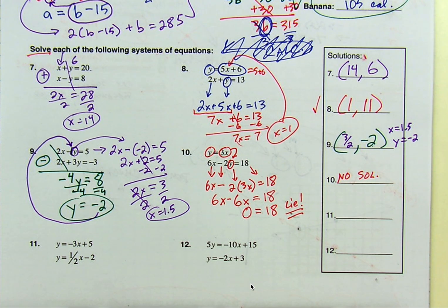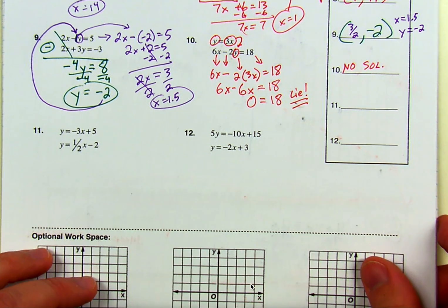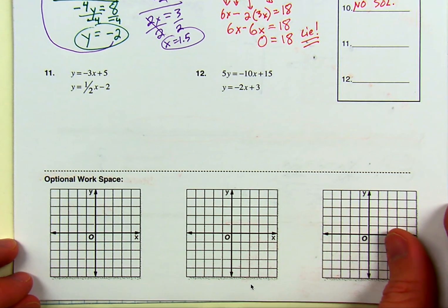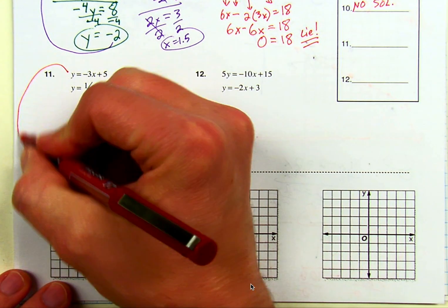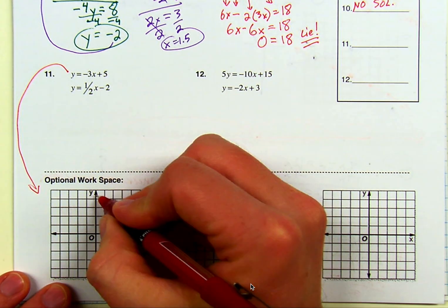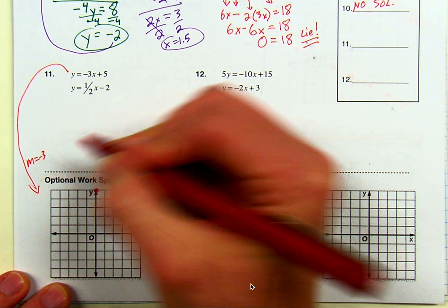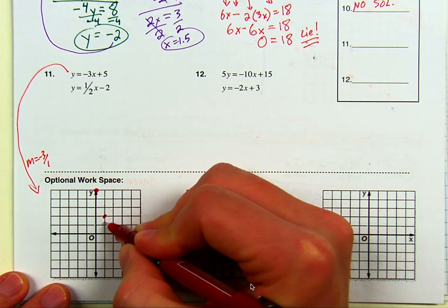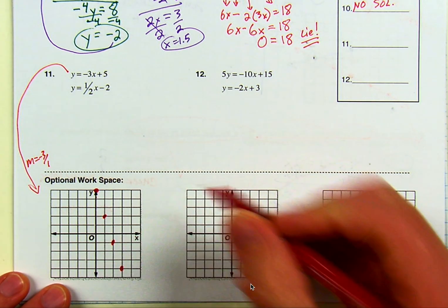All right, just a couple more, 11 and 12. Number 11 is the one problem on this test that I think you should probably just graph. I think the easiest and quickest method for number 11 is graphing. So if I graph the first equation, I'm going to start at 5, and my slope is -3, which is down 3 over 1, down 3 over 1. There's my first one.